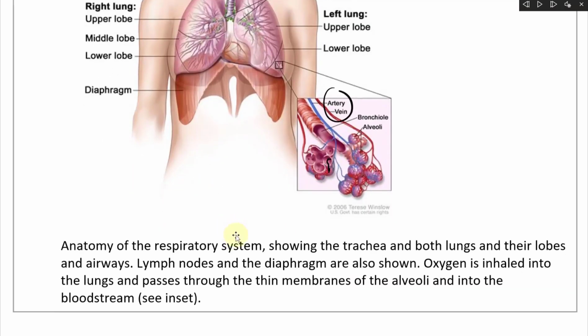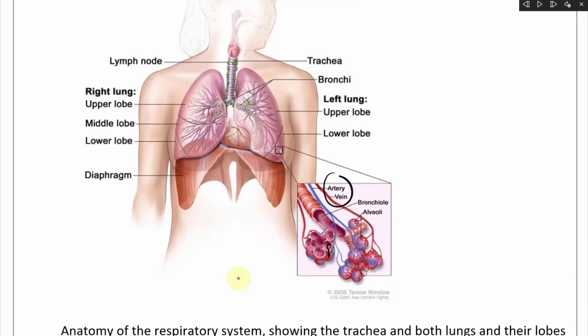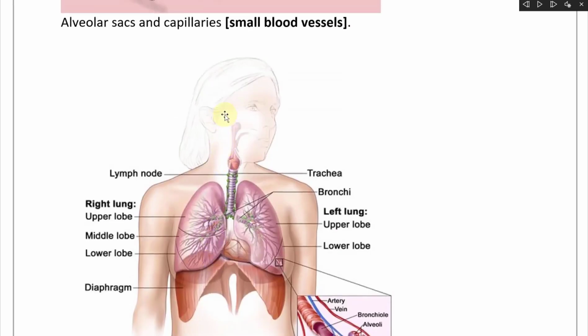So anatomy of the respiratory system, showing the trachea and both lungs and their lobes and airways. Lymph nodes and the diaphragm are also shown. Oxygen is inhaled into the lungs and passes through the thin membranes of the alveoli and into the bloodstream. See inset over there. All right, so here's what we have. There's a lymph node, there's a trachea, or the windpipe, and there are the two lungs, and they have the upper lobe.